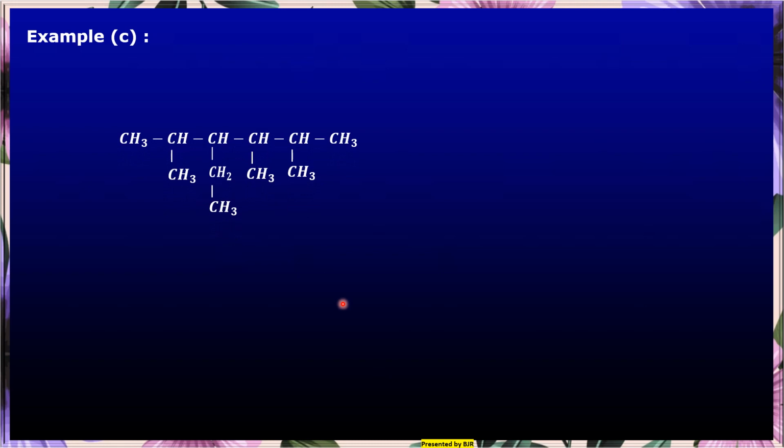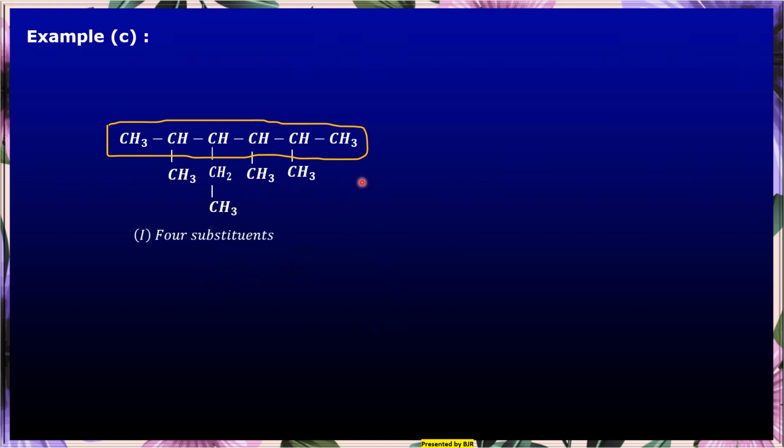Example C, see here. One more example here I am explaining about the selection of parent chain when two chains of equivalence are possible. So if I select this as the parent chain, 1, 2, 3, 4, 5, 6 carbon atoms are there in this. Okay, then the number of side chains it contains is 1, 2, 3, 4. That means 4 substituents are there for this selection of parent chain.